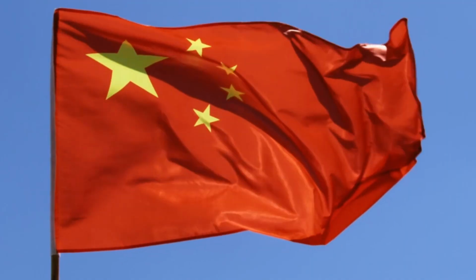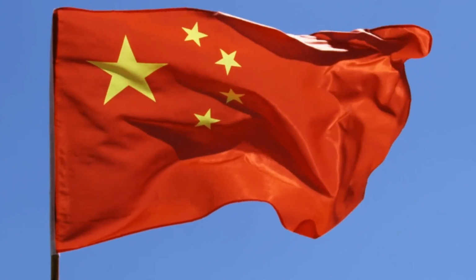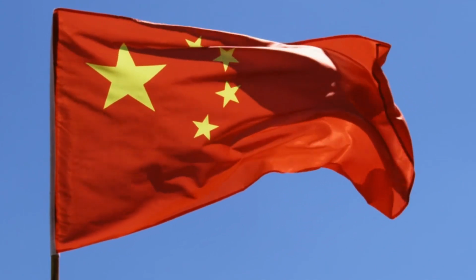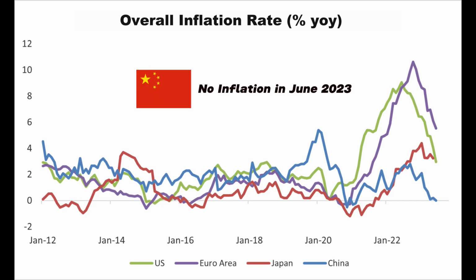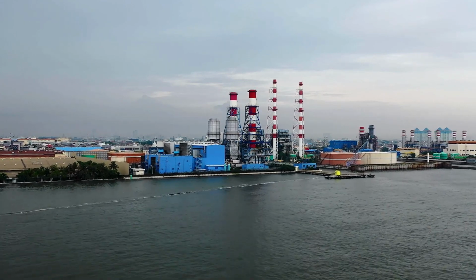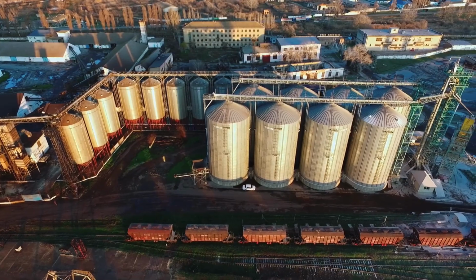Now, let's turn our attention to China, the second largest economy. Unlike the US, Japan, and the Euro area, China's inflation rate has shown a distinct pattern. Instead of experiencing an acceleration, China's inflation rate has remained remarkably stable. In fact, it slowed to 0% in June this year. Let's uncover the reasons behind the significant difference in consumer prices between China and other major economies.